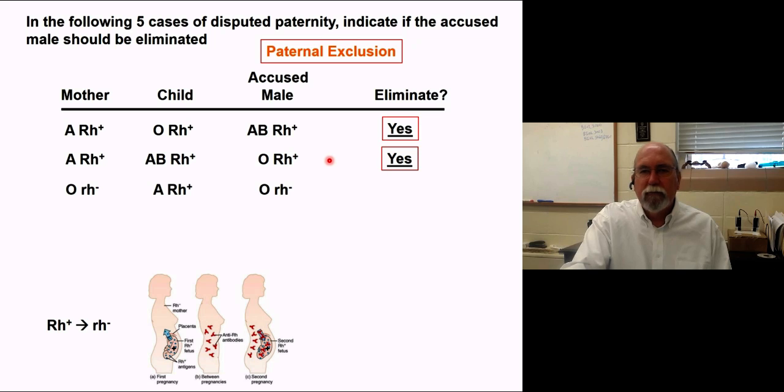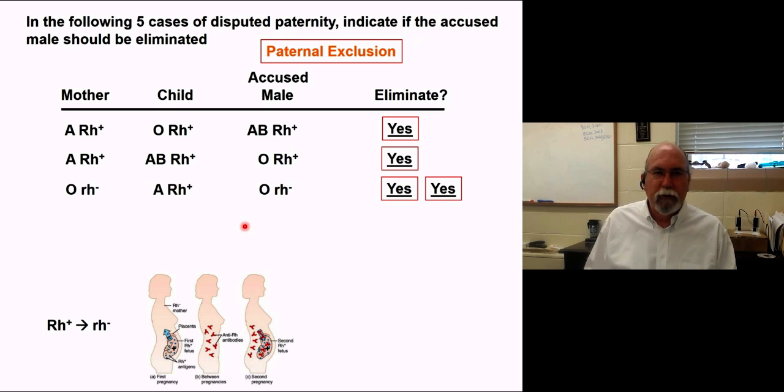Well, those didn't come from mom, they had to come from dad. Dad doesn't have an A to give, and he doesn't have a positive Rh, okay? So the dominant Rh factor. So in this case, we would say that both of these would be exclusionary. It'd be a strong case to exclude this individual as the potential father, okay?